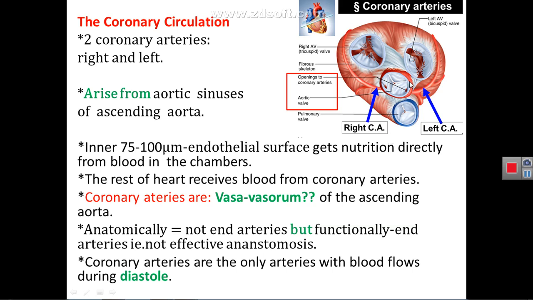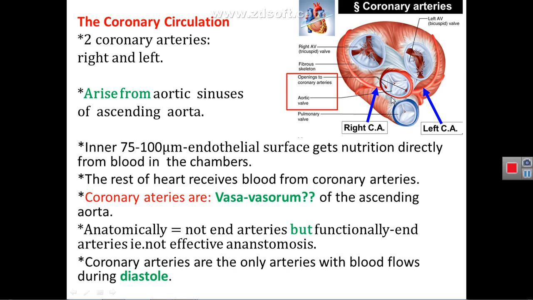And because the coronary arteries arise from the wall of the ascending aorta, they are considered as vasa vasorum of the ascending aorta. And I think you know from histology that the large vessels contain blood vessels in the wall of them, called vasa vasorum, and so coronary arteries are considered as vasa vasorum in the wall of the ascending aorta.